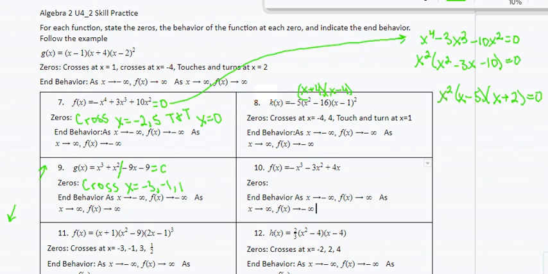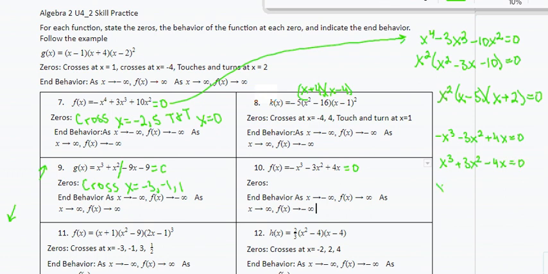And now we set this equal to 0. So we have negative x cubed minus 3x squared plus 4x equaling 0. Well, we'll do our end behavior later. Multiply through by negative 1, so we have x cubed plus 3x squared minus 4x equals 0.